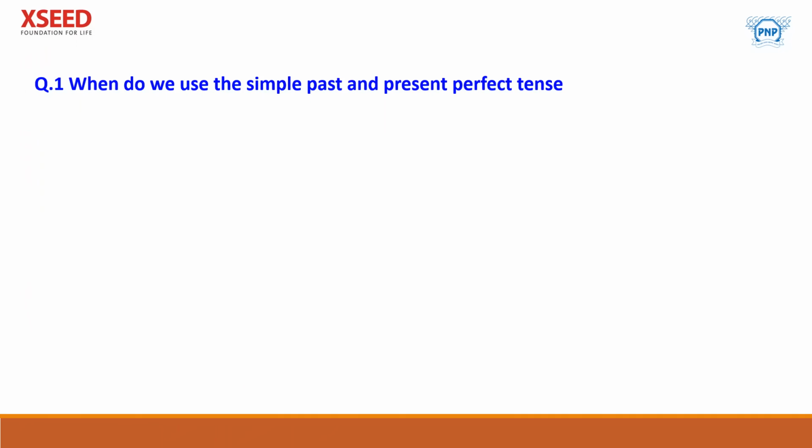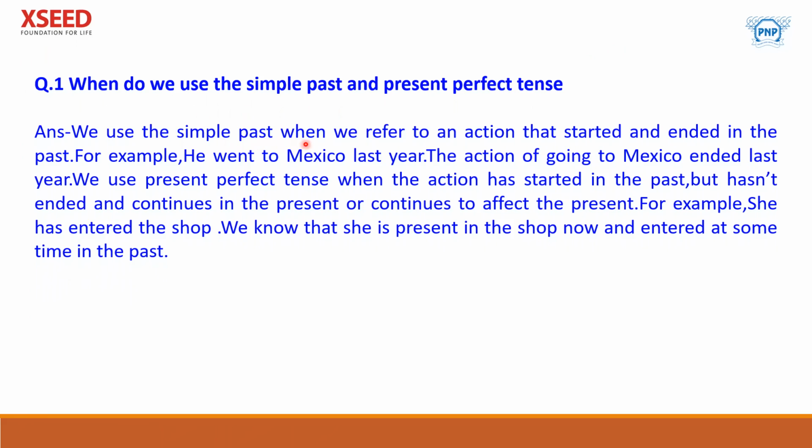So just simply tell me, when do we use the simple past and present perfect tense? Do you have any idea? Okay, no problem, no worries. Just look at this. We use the simple past when we refer to an action that started and ended in the past. For example, he went to Mexico last year. As you can see here, there is one subject, and the verb's second form is there, which is the formula of simple past tense. The action of going to Mexico ended last year.